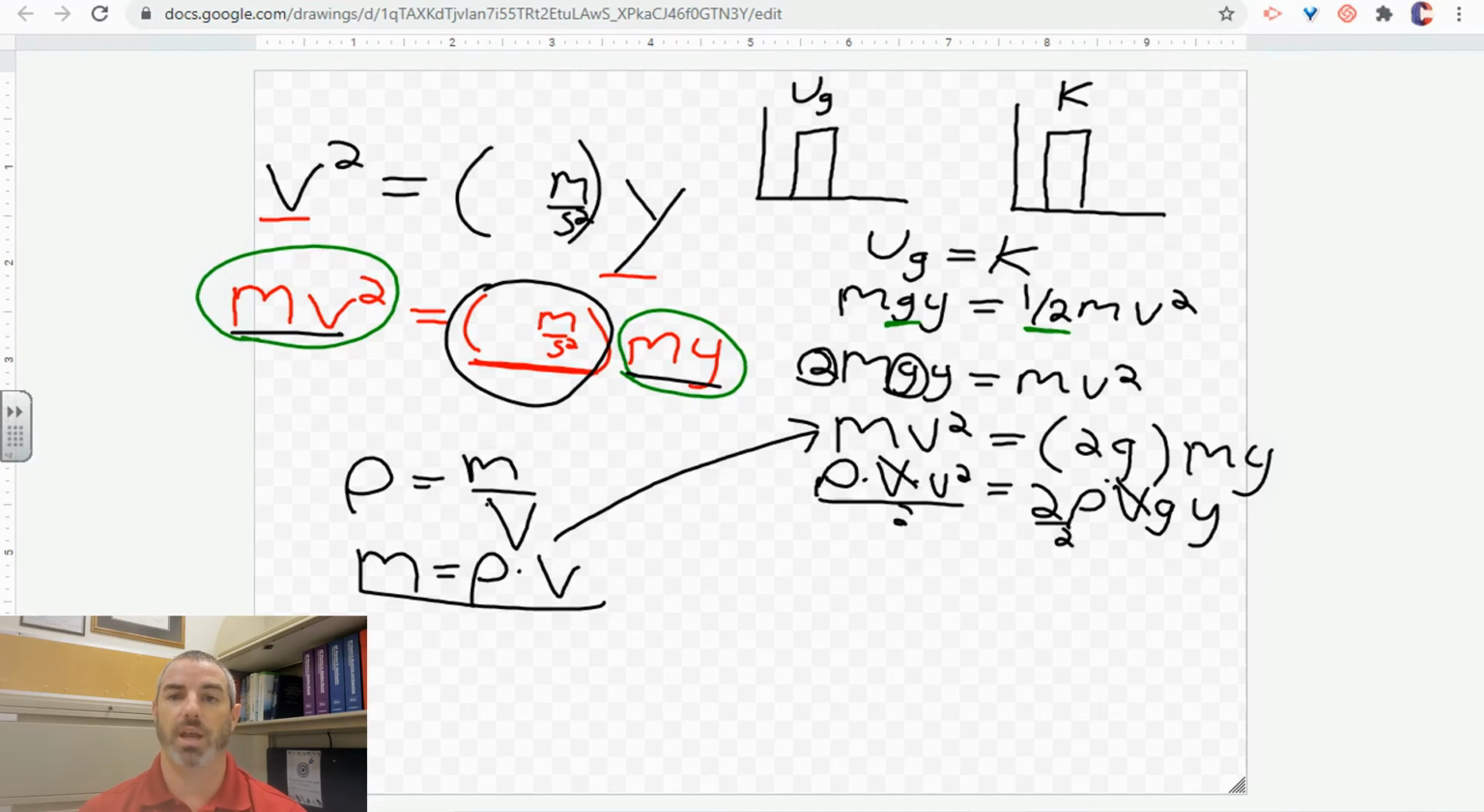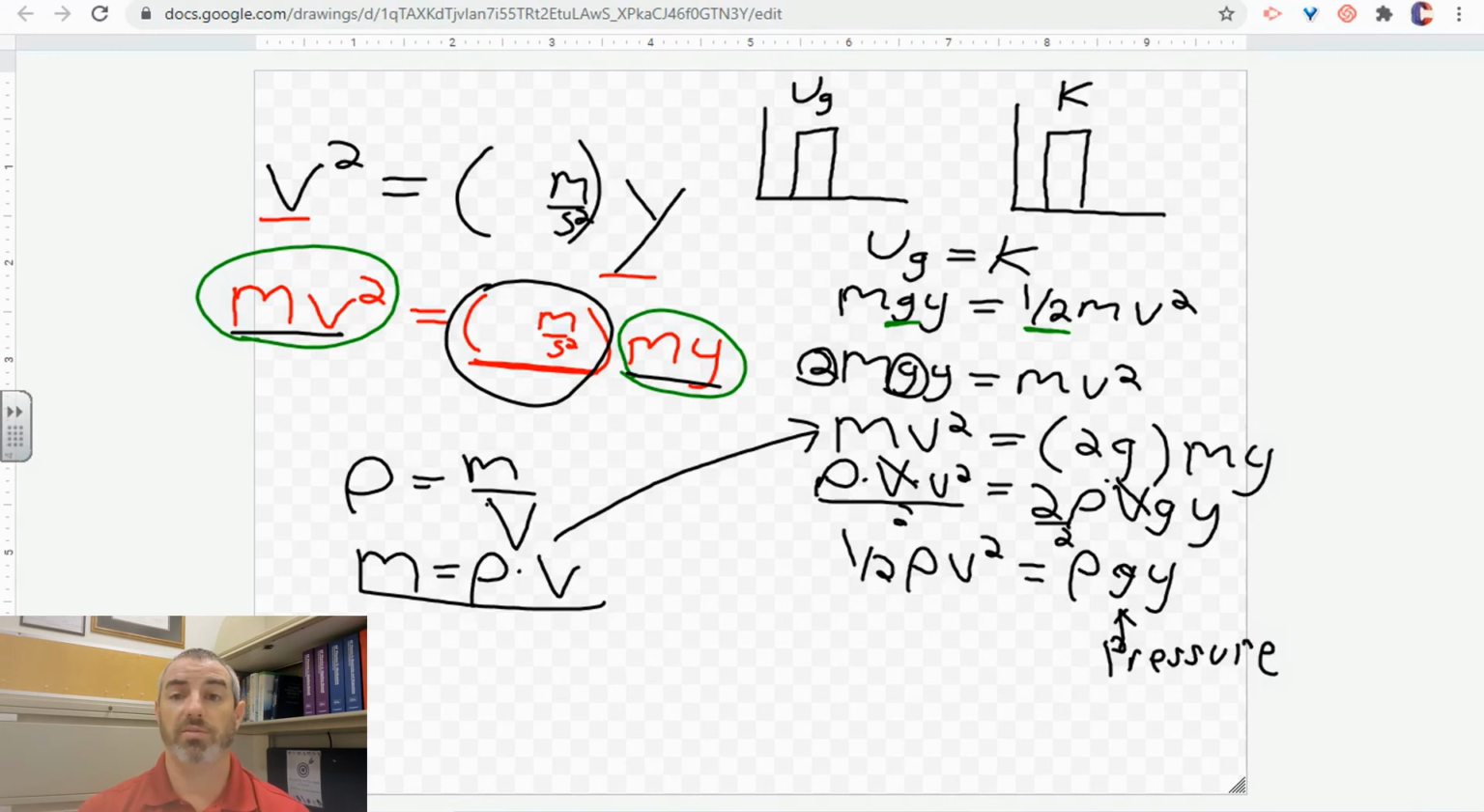We'll divide each side by 2, and we end up with the equation of 1/2 the density of water times v squared is equal to rho gh, which we've seen before. Rho gh represents the pressure of the water at a specific depth. So we have this equation, and we can see that the 1/2 rho v squared is equal to rho gh. So we have a variation of conservation of energy.